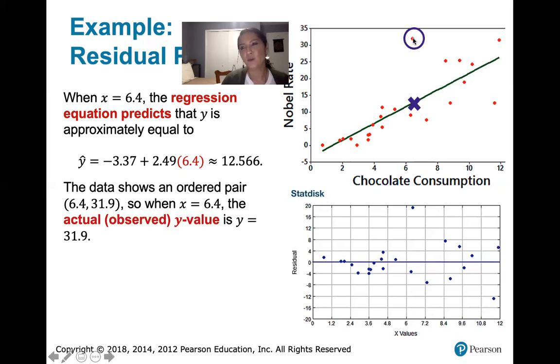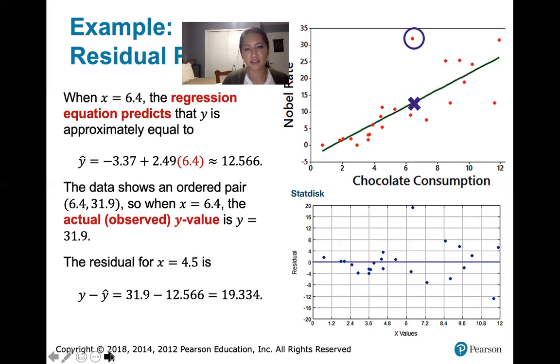The difference between the y value up here and the y value on the line, that's our residual. So the residual is 31.9 minus 12.566, which is 19.334. Now on our graph over here, that corresponds to this point. When x equals approximately 6.4, the residual that corresponds to this point, or the distance from here to here, is plotted right here. And the distance from that zero line is about 19.334, which is consistent with our picture.